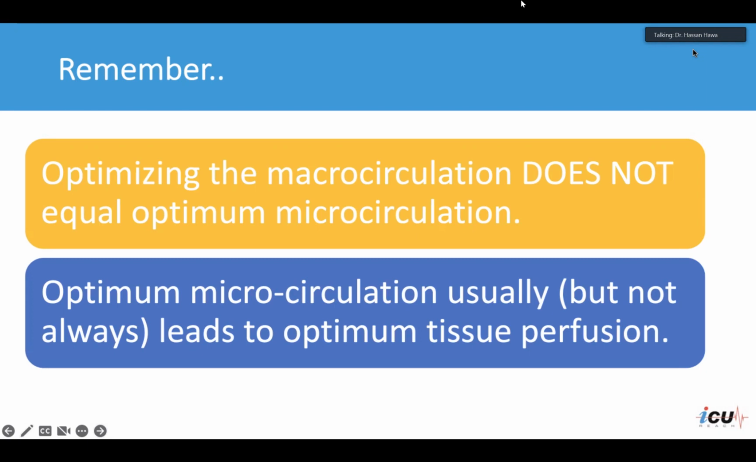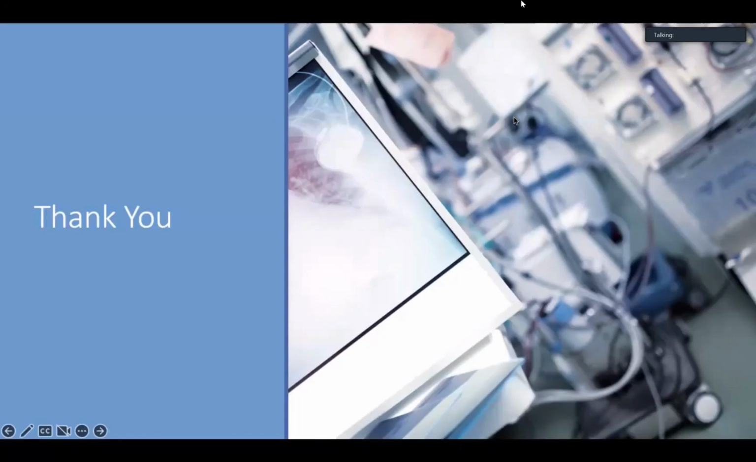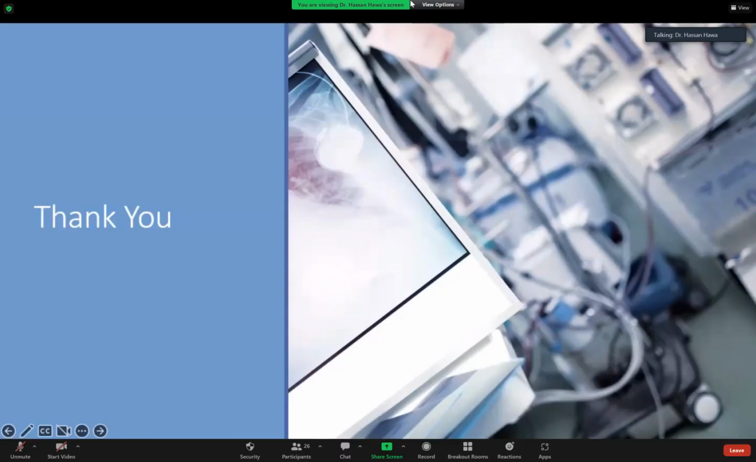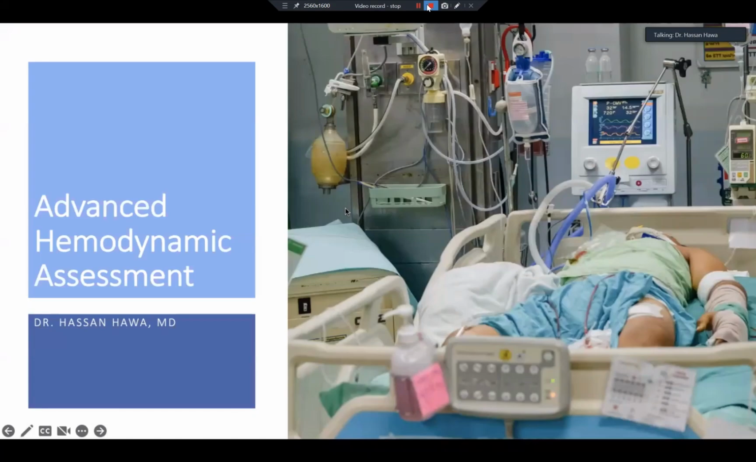So really, if we can assist the microcirculation early on and see if our patient is improving, then that would be, in my opinion, the best way forward. And that's why I quite often rely more on the perfusion indicators more than just the macrocirculation indicators or reflectors. So with this, do we have any questions before we proceed to the advanced hemodynamic assessment?